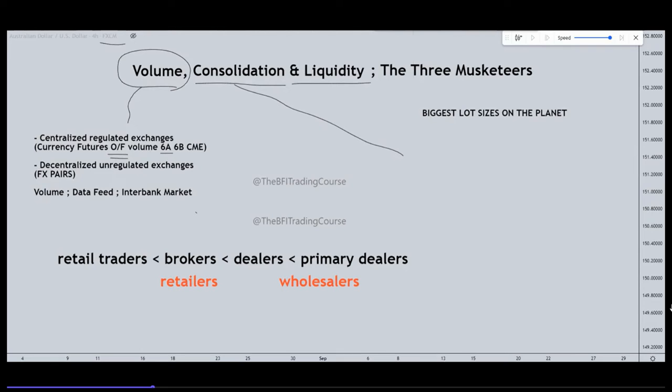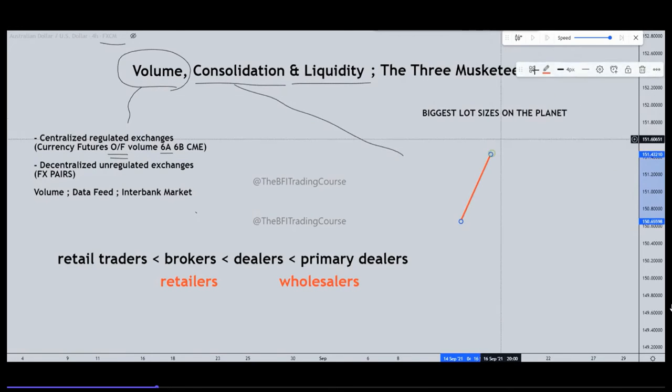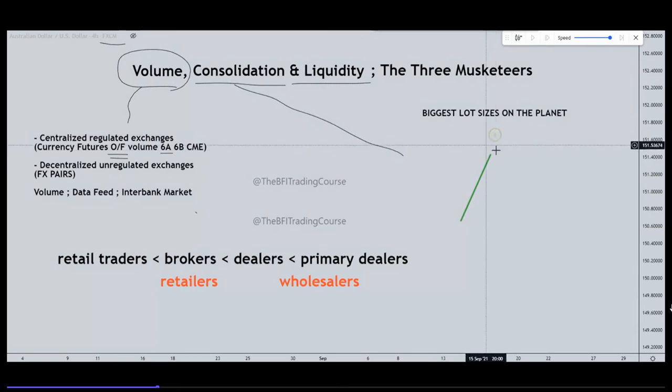Now, let's say they want to sell click. Well, when do you sell? Do they sell low or do they sell high? They sell high. So how can they sell? You have a nice rally.